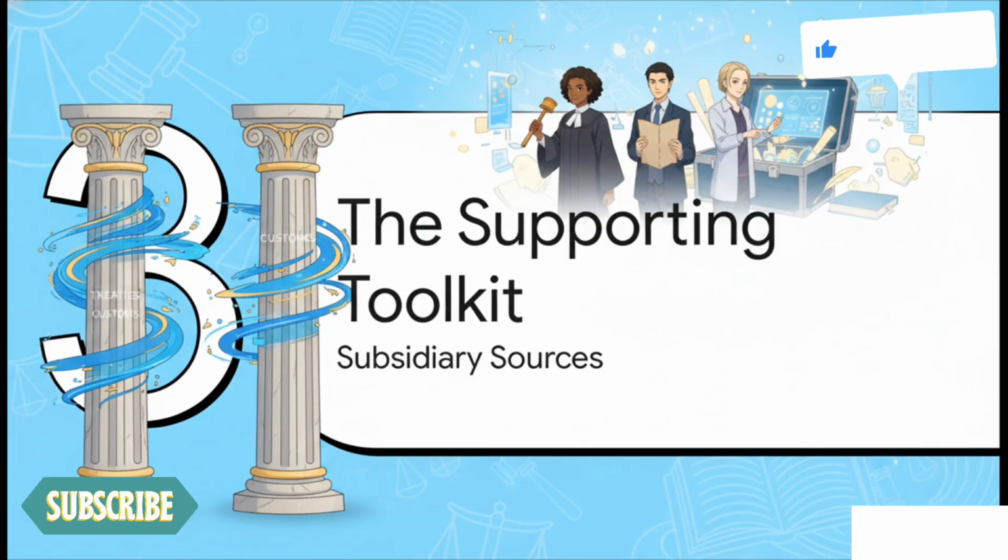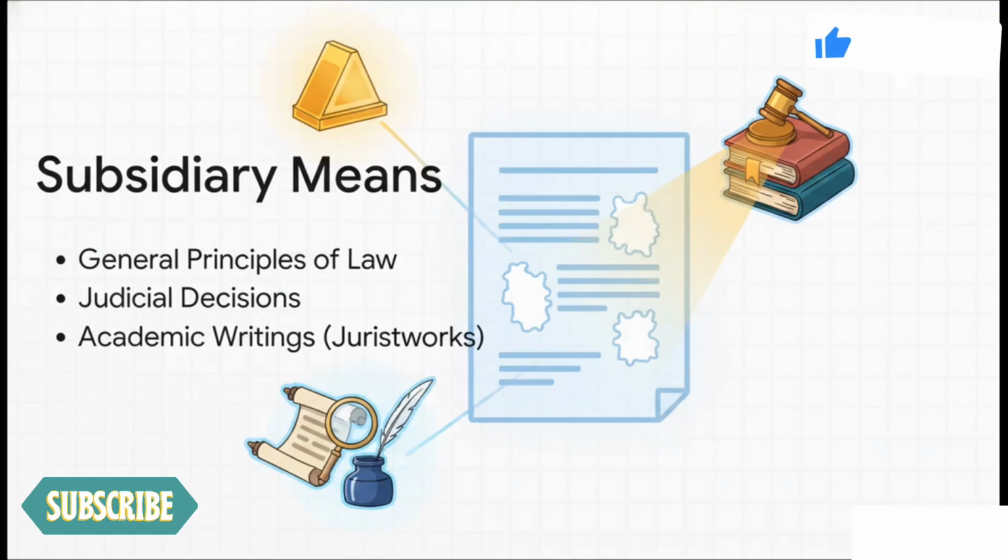Well, that's when judges and lawyers reach for the rest of the toolkit that Article 38 gives them. And this toolkit has three main tools inside: general principles of law, judicial decisions, and academic writings. Now, think of these not as rule makers, but as rule clarifiers. They don't really create new law from scratch, but they are absolutely essential for interpreting the treaties and customs we already have and for filling in any of those gaps.